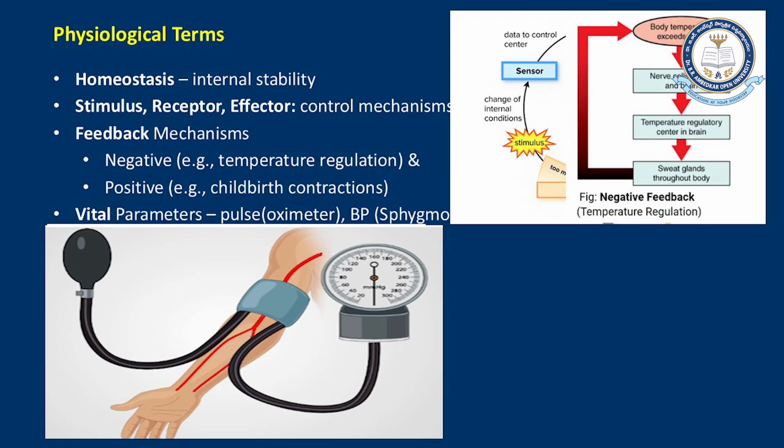Then you have the BP measurement done by the sphygmomanometer. Multiple are available, the mercury ones and non-mercury ones, electronic ones, wherein we use pressure to identify what the pressure of the blood vessels is, right? And there is something called respiratory rate also, which you can measure.